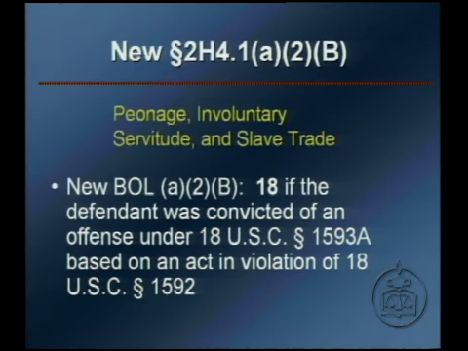First, a new base offense level at subsection (a)(2)(B) provides a base offense level of 18 if the defendant was convicted of an offense under 1593A that's based on an act in violation of 18 U.S.C. 1592.